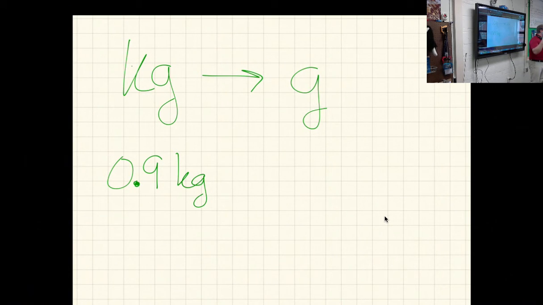It's not as simple as just doing the math. You actually have to ask yourself some questions. If this is 0.9 kilograms, I know that a kilogram is how many grams? It's 1,000. 0.9 of 1,000 is 900. So these are some of the connections that you need to make. I'm going to give you a way to work through this.